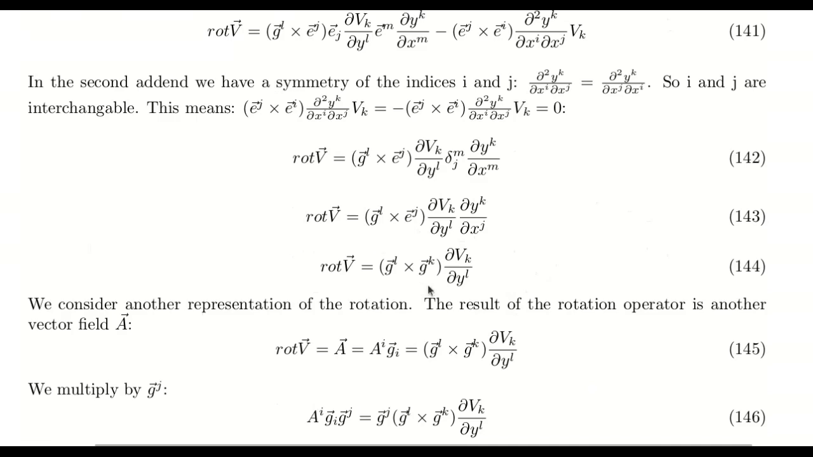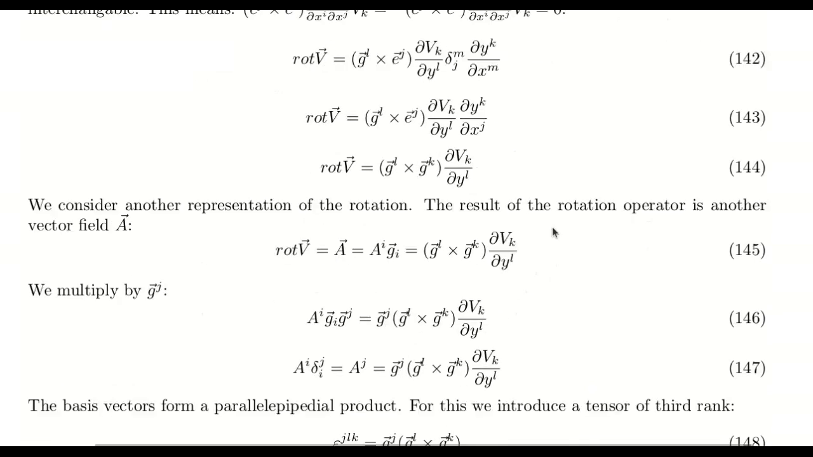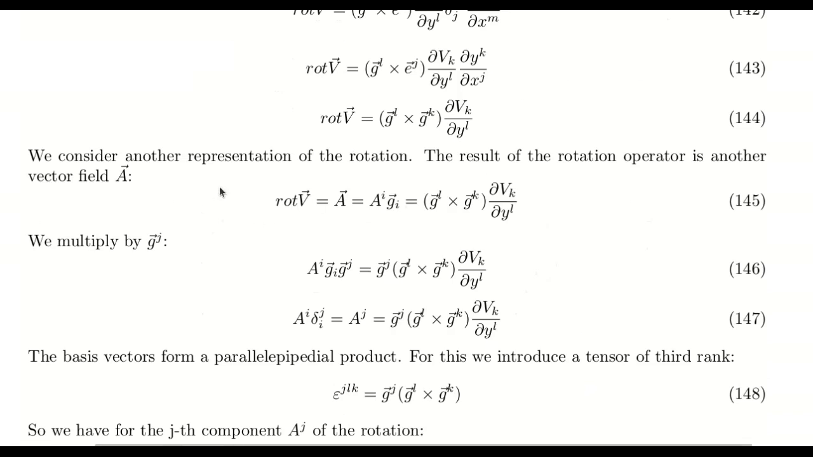And we can say if we have the rotation of a vector field, the result is another vector field. We call it here a vector. Okay, and we can write a vector as a scalar product of the components ai and the basis vectors g, here gi. So this must be here what we had in 144 for the rotation. Both things must be equal.